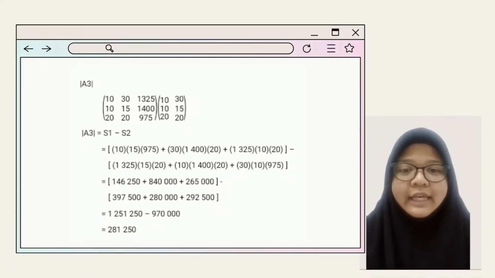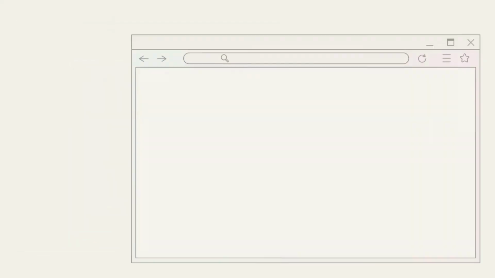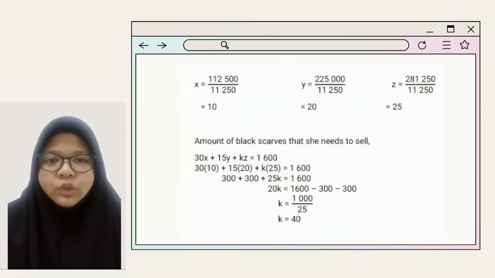And to find the value of Z, we substitute in the matrix, and we'll get the determinant of A3 is 281,250. So the value of X is equal to 112,500 divided by 11,250, and we get the value of 10. For Y equals 225,000 divided by 11,250, and we'll get the value of 20. And lastly, Z is equal to 281,250 divided by 11,250, and we'll get the amount of 25.